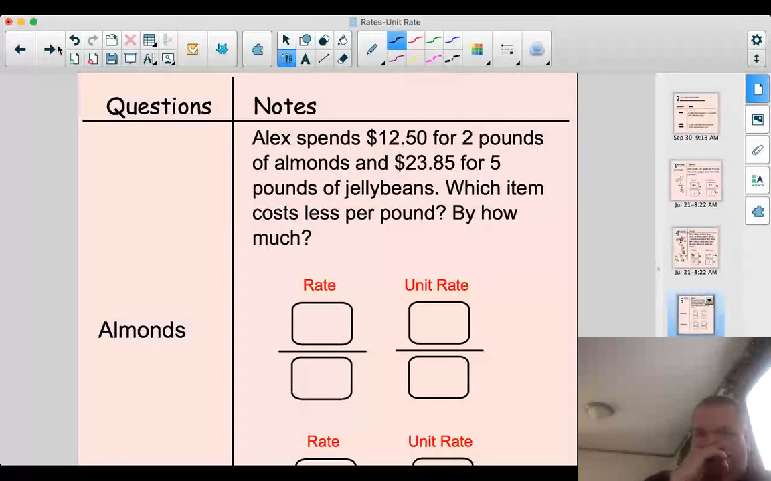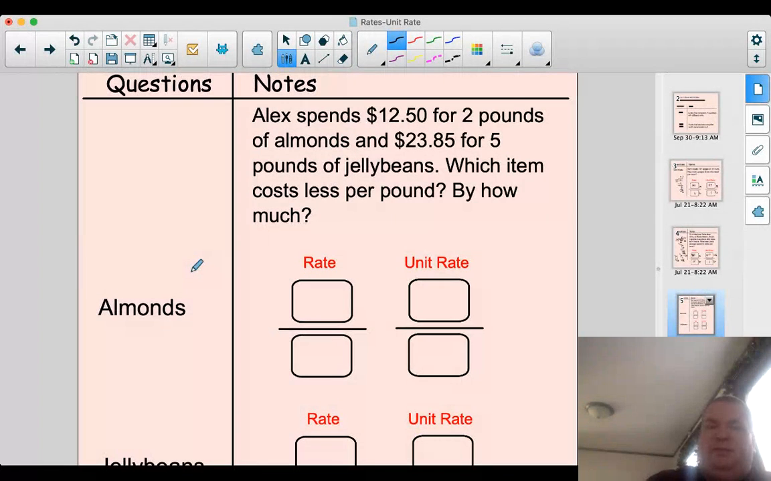All right, so here is an example of how this stuff is used a lot of the times. A lot of times, unit rates are used to compare. Okay, so in this case, you have an option to spend $12.50 for 2 pounds of almonds and $23.85 for 5 pounds of jelly beans. Now I want to know which item costs less per pound. Okay, it might be hard from those numbers to tell which is the cheaper food, because for almonds you're paying less, but you're also getting less. For jelly beans you're paying more, but you're also getting more. Okay, if you have good proportional reasoning, you might be able to tell which is the better deal. But depending on how close the numbers are, it might not necessarily be obvious.